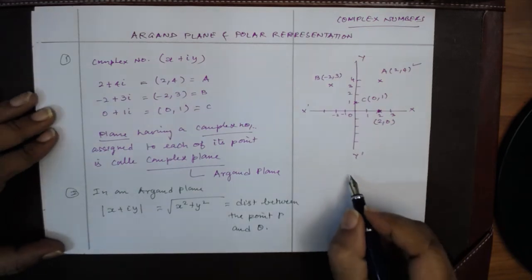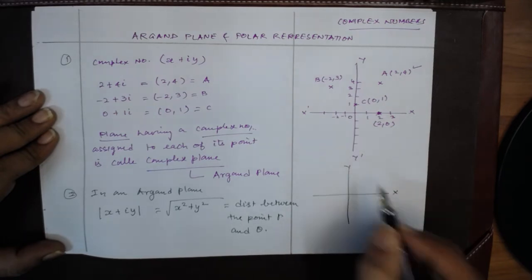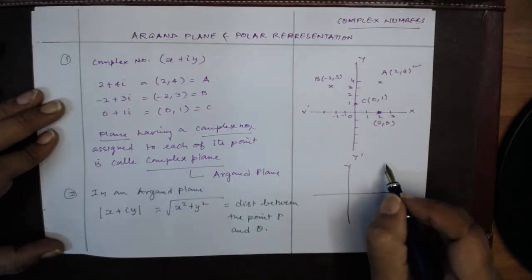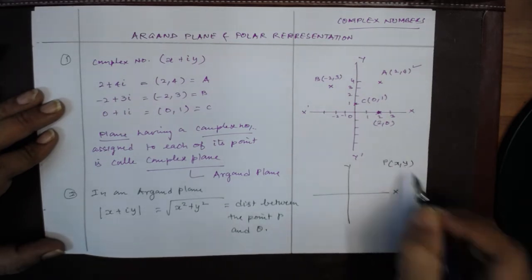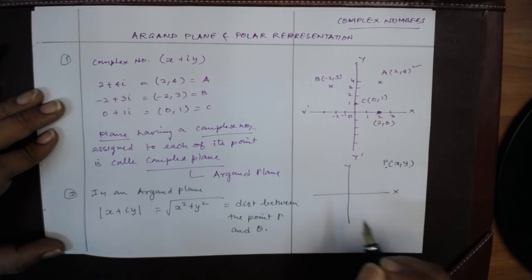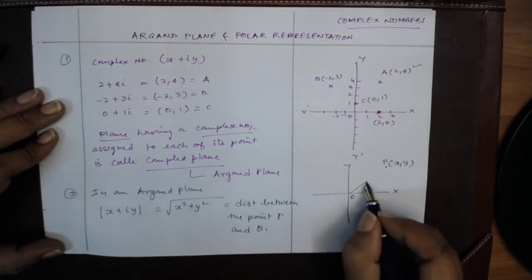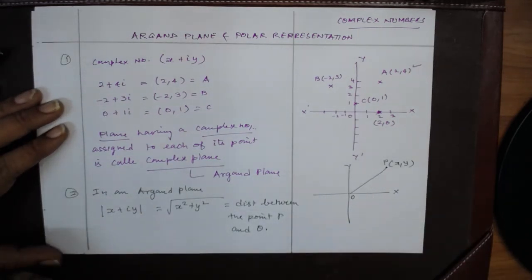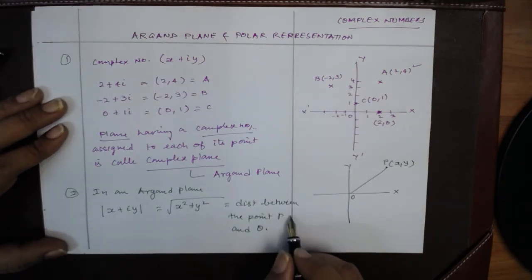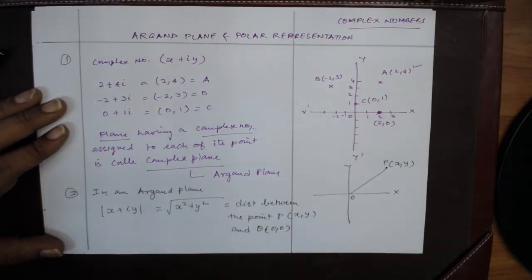Let us consider this example. Look at this graph, x-axis, y-axis. So I have a point P which has the coordinates x, y. The distance between the origin O and the point P is the distance OP. So the point P is represented as x comma y, and the point O is represented as the origin, that is 0 comma 0.